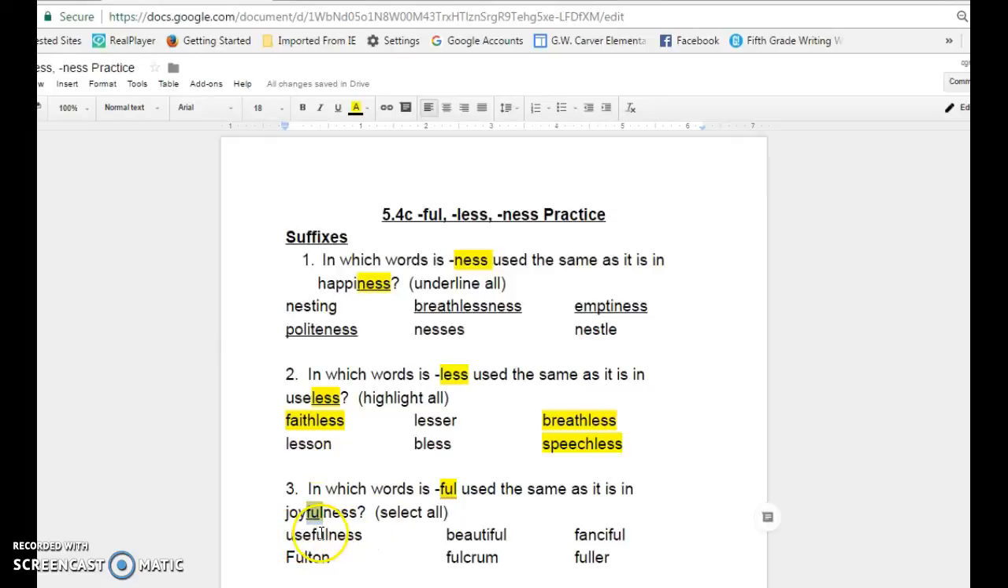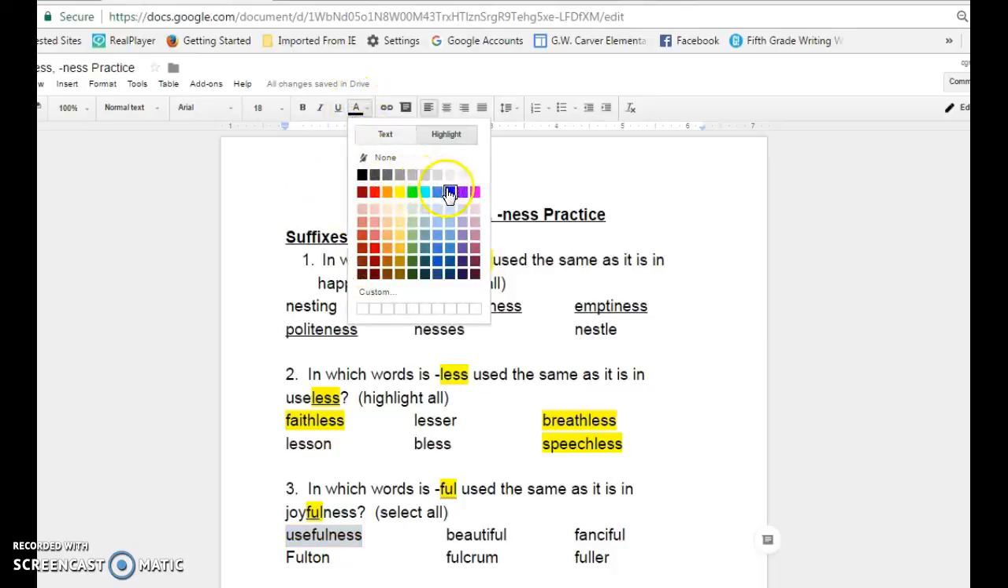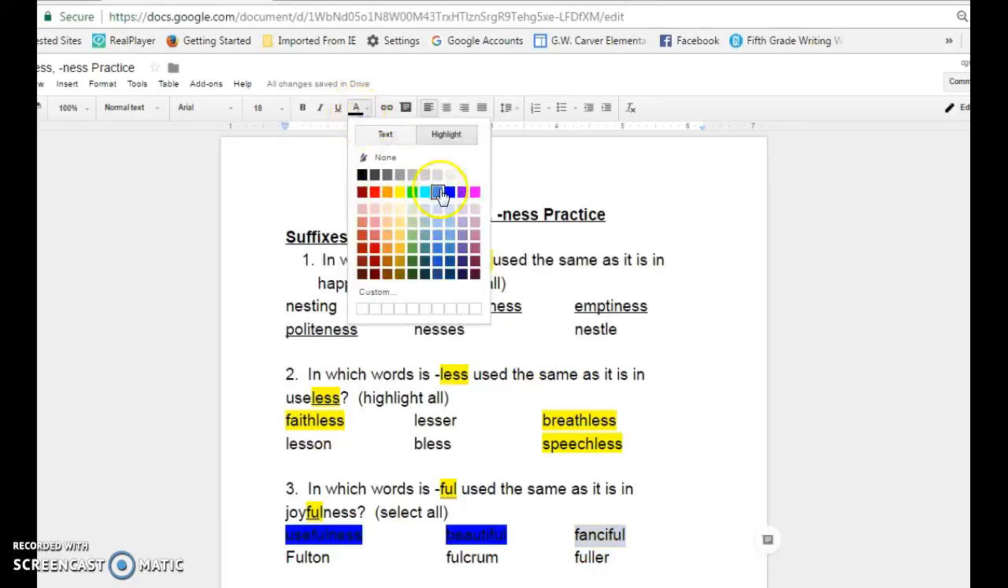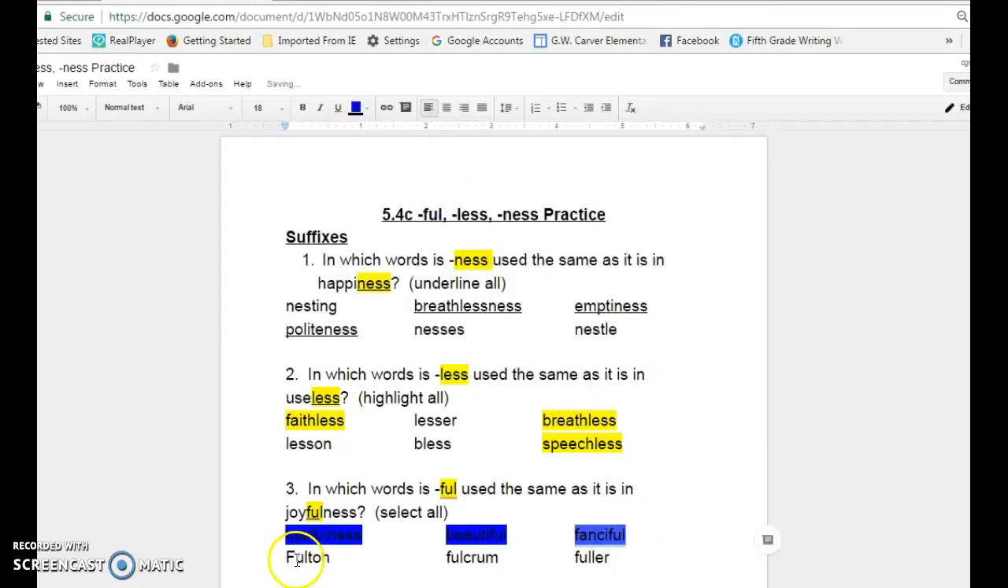We've got to find the ones where it means the same. Usefulness. Does that mean a state of being full of use? Yes, usefulness is a state of being full of uses. You can select this any way you want. You can highlight it. You can change the text color, whatever. It just says select all. Beautiful. Does it mean full of beauty? Yes, it does. Fanciful. Does it mean full of fancy? Yes, it does. If something's fanciful, it's just full of fancy.